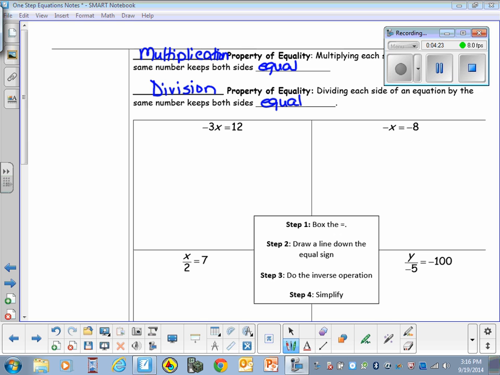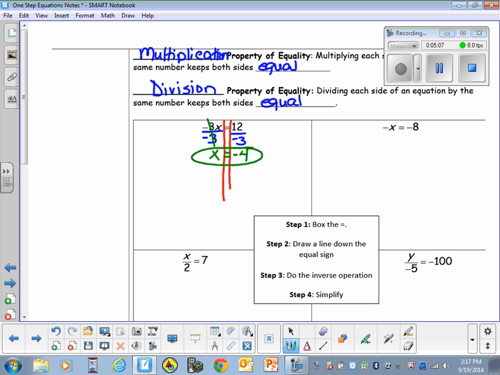So looking at my first example here, I'm going to box off the equal sign. Remember that when you have a number right up against a variable, like the negative 3 here, it is the coefficient. We are multiplying the coefficient by the variable. This problem is negative 3 times x. The inverse of multiplication is division. Negative 3 divided by negative 3 is 1. That leaves us with x. 12 divided by negative 3 is negative 4.